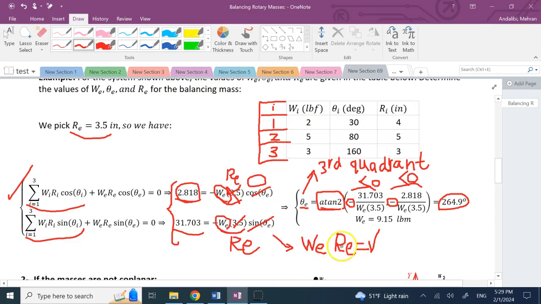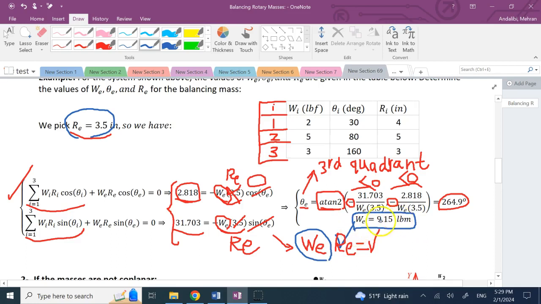So you have to pick one of these, right? You have to pick one of them. And here in this problem, we chose RE. We say this one we know, and then we can solve for what? For WE, which in this case is 9.15 pounds.